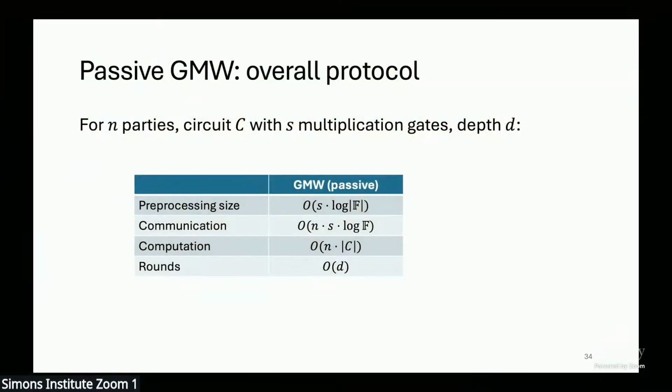Preprocessing size will scale with the number of multiplication gates. Communication will scale with the number of multiplication gates times the number of parties. And the computation for each party is just proportional to that of evaluating the circuit in the clear times a small constant factor. So that's really nice, right? Okay, there's this communication that is proportional to the circuit size, but if you have a fast network and maybe you don't care about communication, then just being able to do MPC with a constant slowdown in computation, that's great.